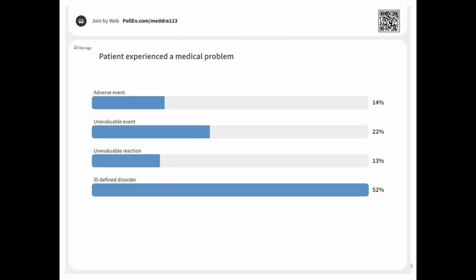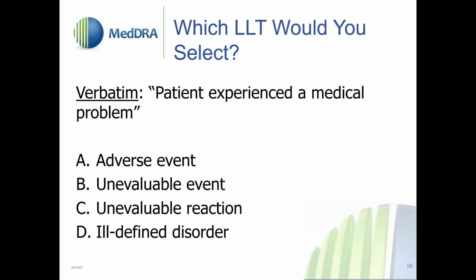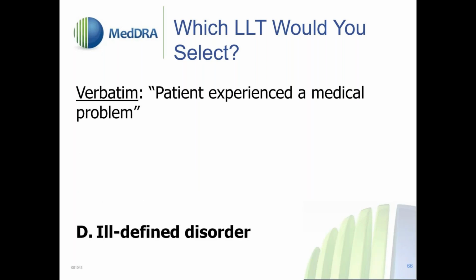So in this particular example, your best choice for an LLT would be the ill-defined disorder. Something medical is happening to this particular person, but we don't know the details enough to say what. So we can't say unevaluable event or unevaluable reaction. We can't say adverse event, not in this setting, because we're not specifically targeting settings where we have the conditions that meet an adverse event definition. So the best option here is the LLT, ill-defined disorder.